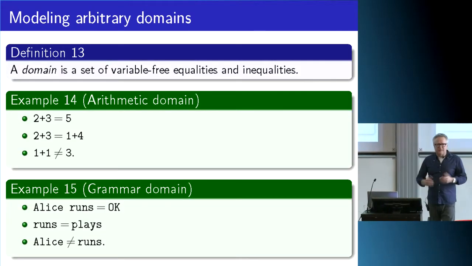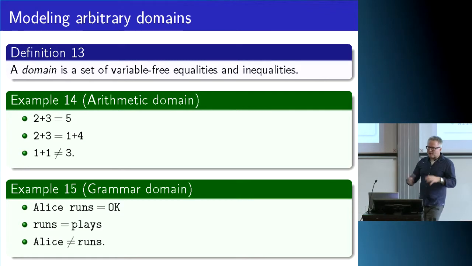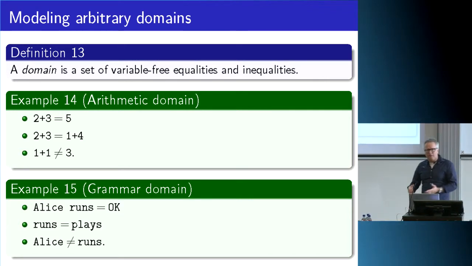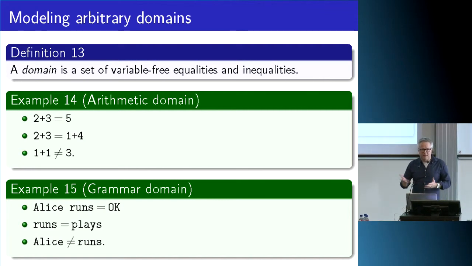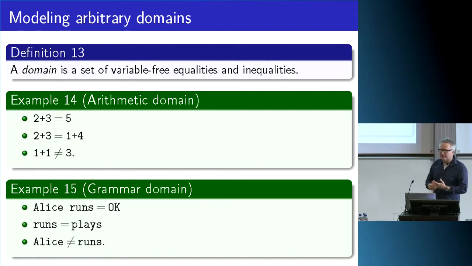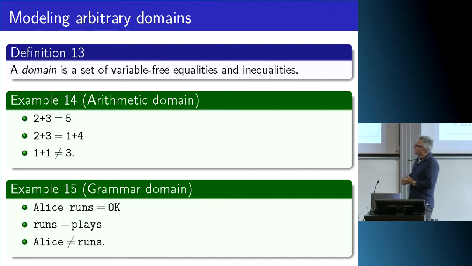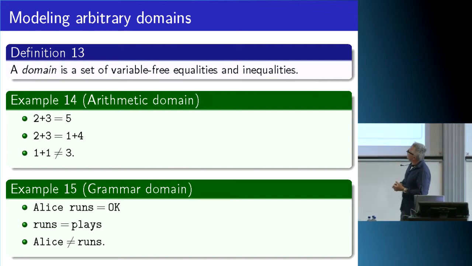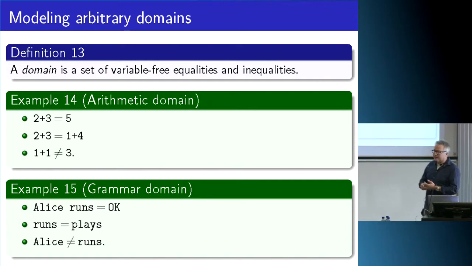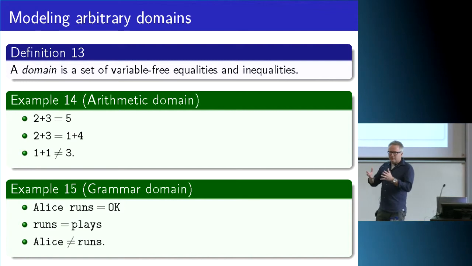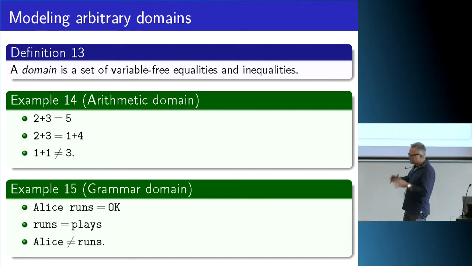Okay, so that ends our formal model of Alice and the way she makes computations. But Alice lives in some environment, in some domain that may be partly unknown to her. So we have to model that domain as well. And we say simply that a domain is a set of variable-free equalities and inequalities. So the domain describes the environment, which things are true and which things are false in the environment.